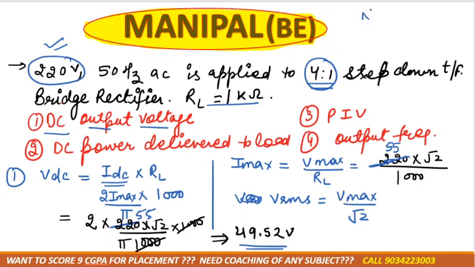Its formula is N2 by N1 is equal to V2 by V1. Every time divide the voltage with the number of turns.